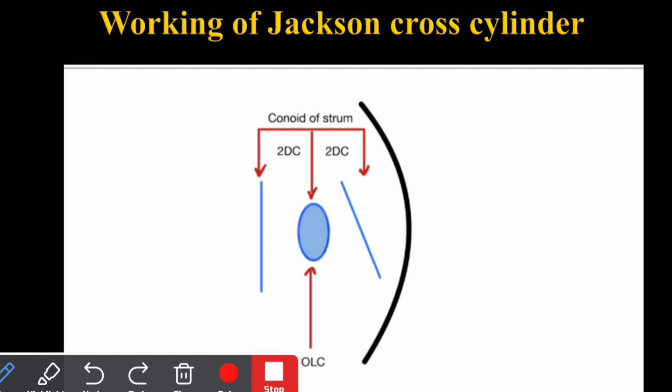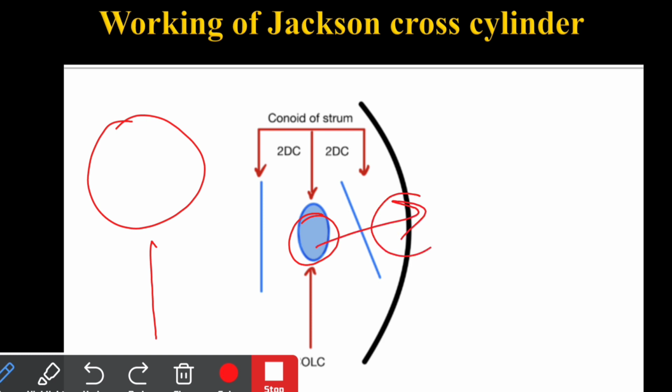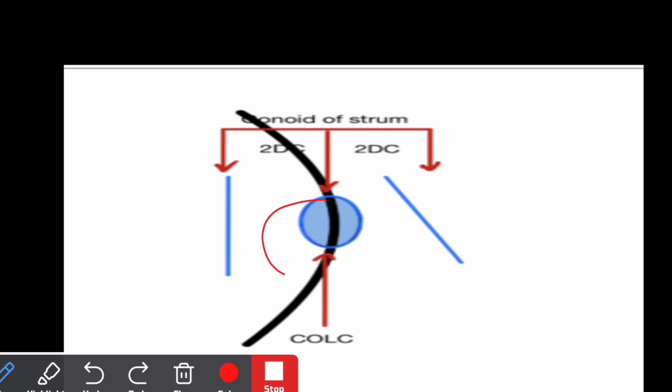Suppose this eye is a compound myopic astigmatic with 4 diopter of spherical correction. So use a spherical lens to place the circle of least confusion onto the retina. For myopia use minus lens, and for hypermetropia use maximum plus lens. So in this picture, as you can see, we have placed the circle of least confusion onto the retina.